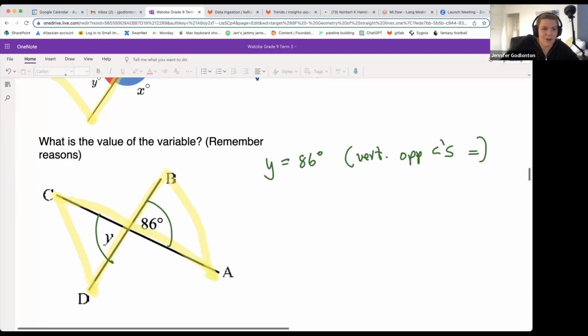Let's try to take this up a notch, because you guys are such brain buffs. I want you to tell me what W is. And then I want you to tell me what Z is. Don't forget to give me your reasons.